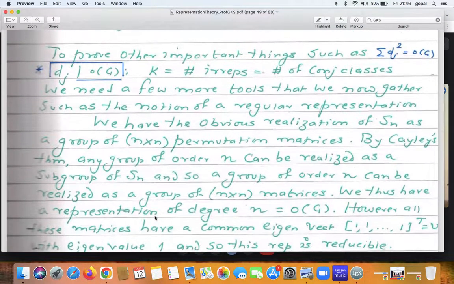Now, to prove other important things, such as the sum of dj squared equal to the order of the group, that is, k, the number of irreducible representations, equal to the number of conjugacy classes, we need a few more tools that we now gather, such as the regular representation. So what is a regular representation?